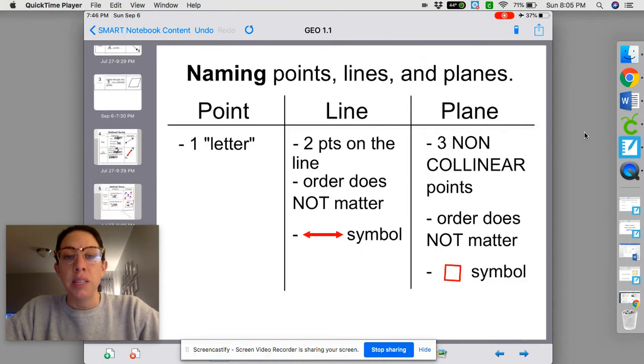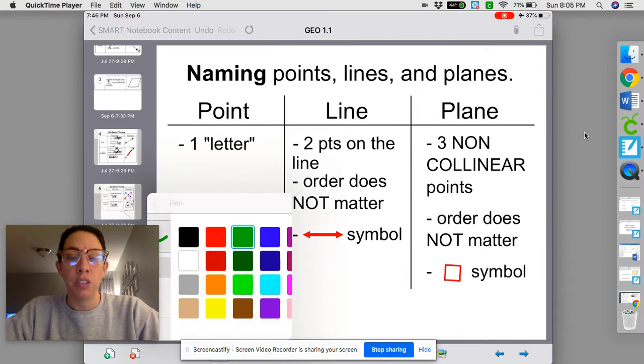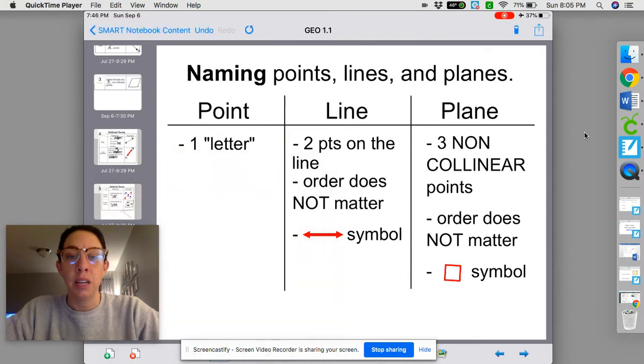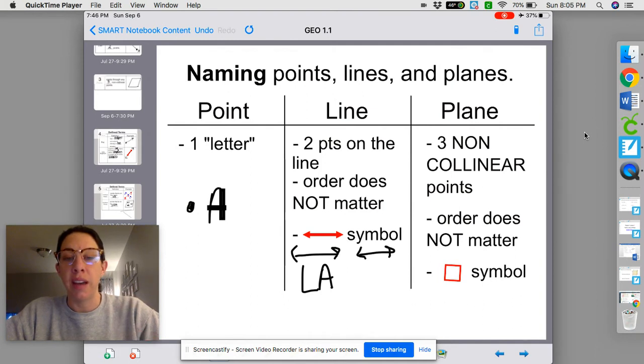So now we're going to go on to naming points, lines, and planes. A point is very simple. You're just going to use one letter, and it's always going to be right next to the dot. So that would just be point A. For a line, you're going to use 2 points that are on the line. You could use any 2 points that are on the line. The order doesn't matter. And then you just see that symbol above has the 2 arrows at the end denoting that it's a line, and it goes off infinitely in both directions.